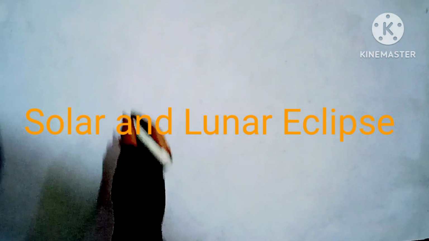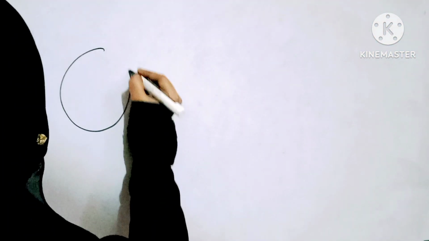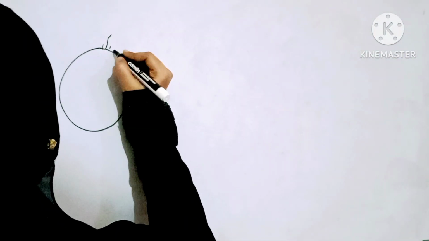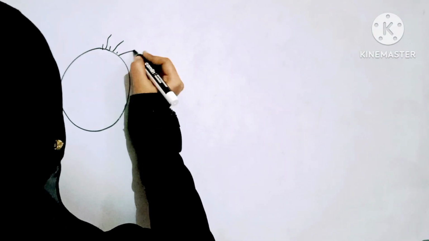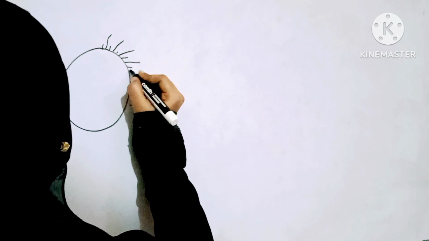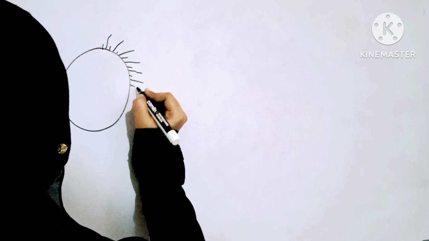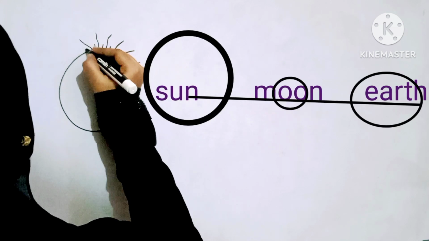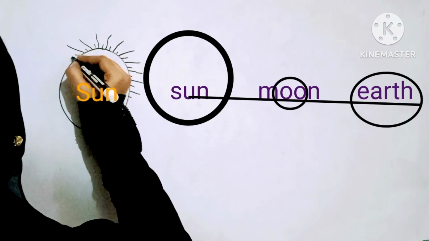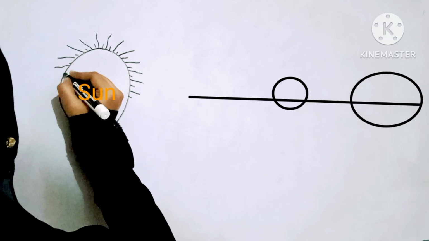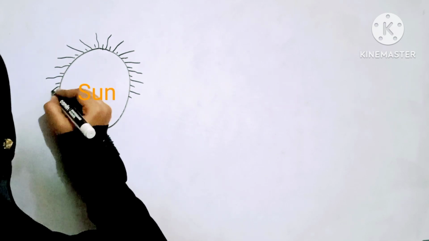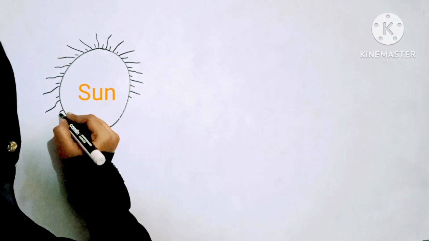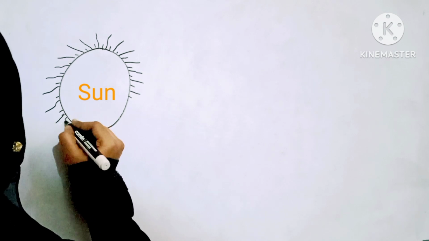We know that earth revolves around the sun, isn't it? And the moon revolves around the earth. And both earth and the moon are revolving around the sun. During this revolution, sometimes all three of us, the sun, earth and the moon, come in a straight line and cause a shadow on each other. This creates a very interesting phenomenon called eclipse.